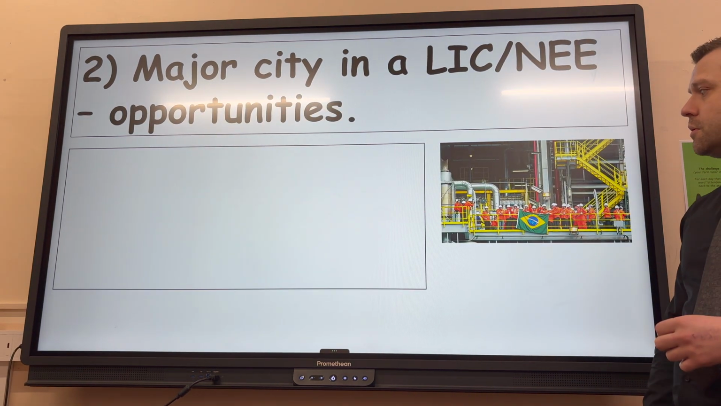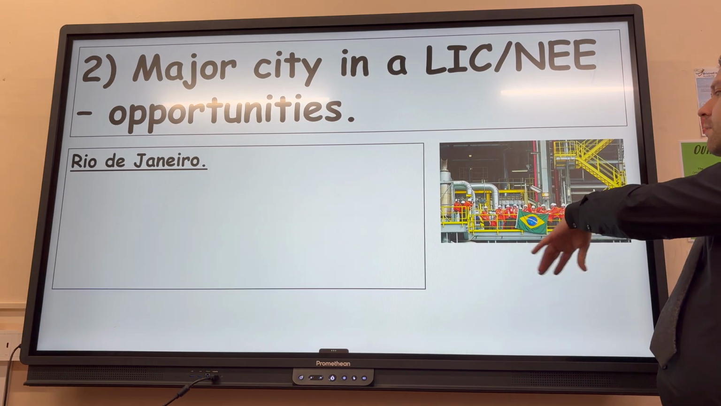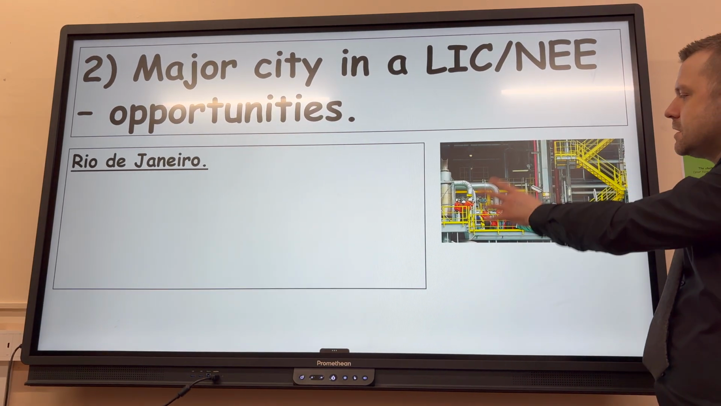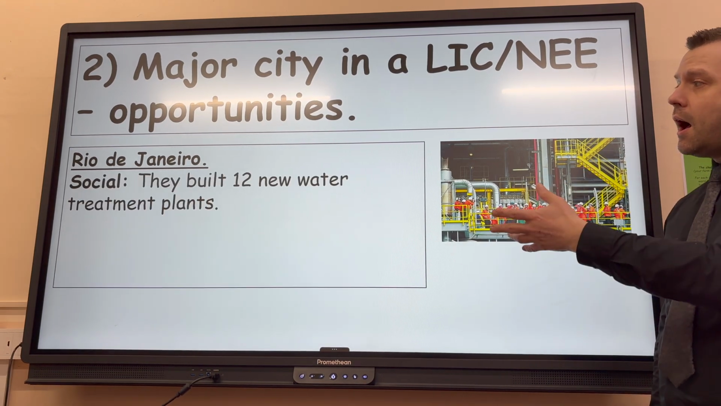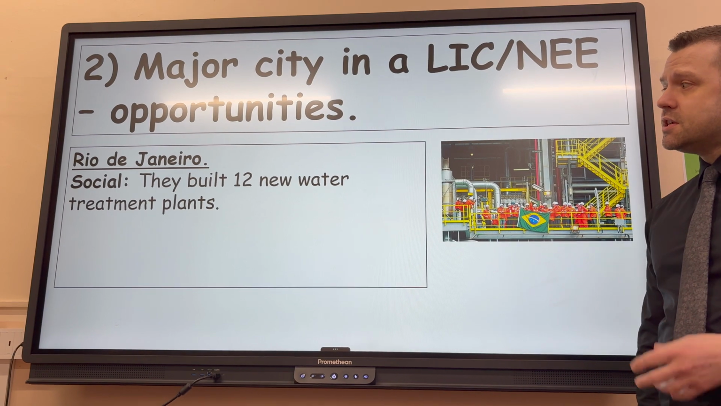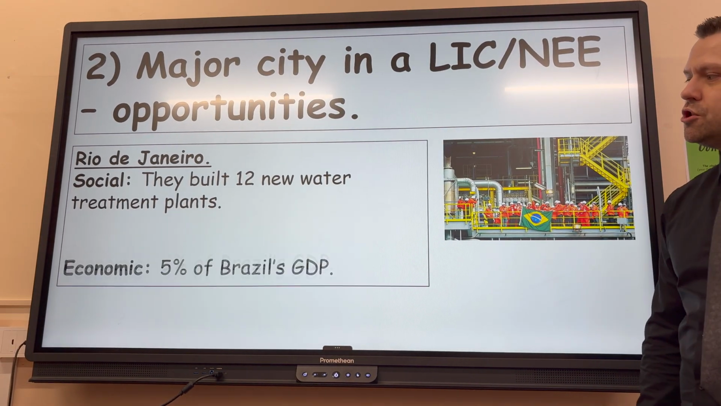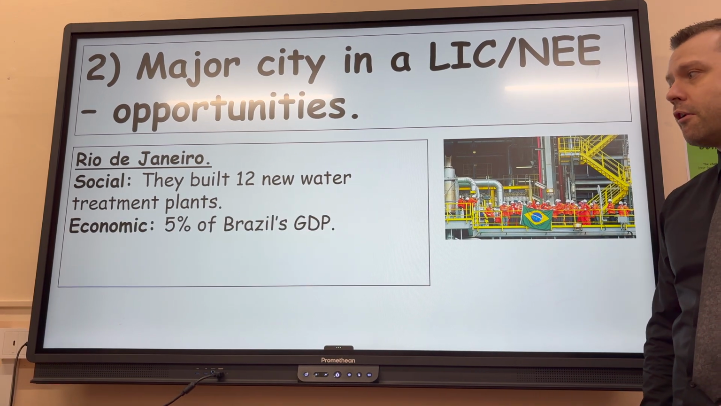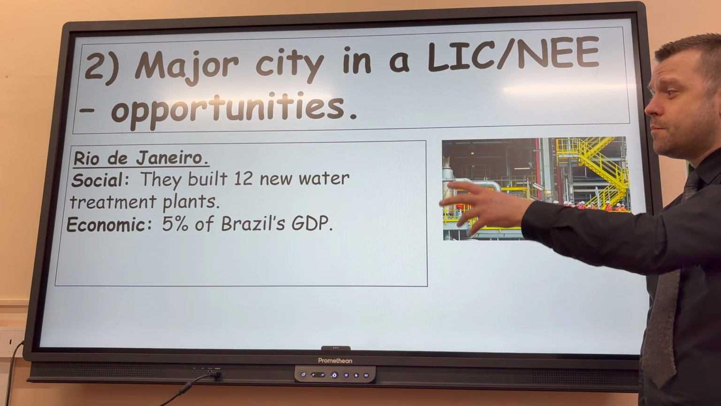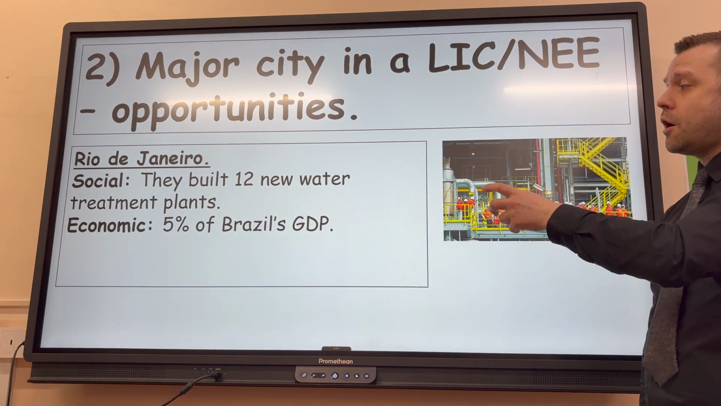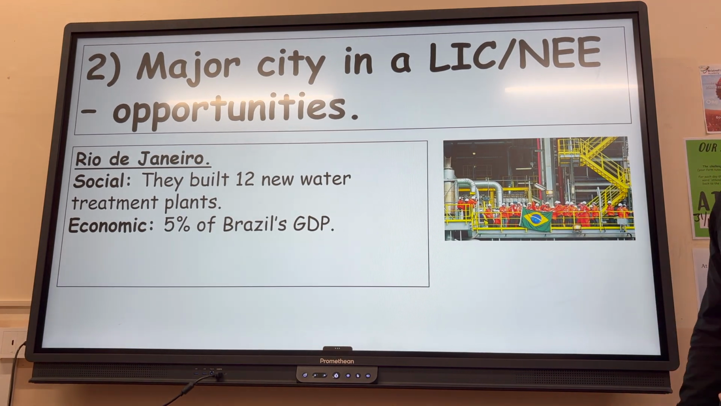In terms of opportunities, however, there are many opportunities in Rio. This photograph shows an industrial development, and you can see it's creating employment in the secondary sector. So social opportunities: they have built 12 new water treatment plants providing clean fresh water, reducing incidence of disease like cholera. Economic: a massive impact on Rio's economy, as it produces 5% of the whole GDP for the whole country.